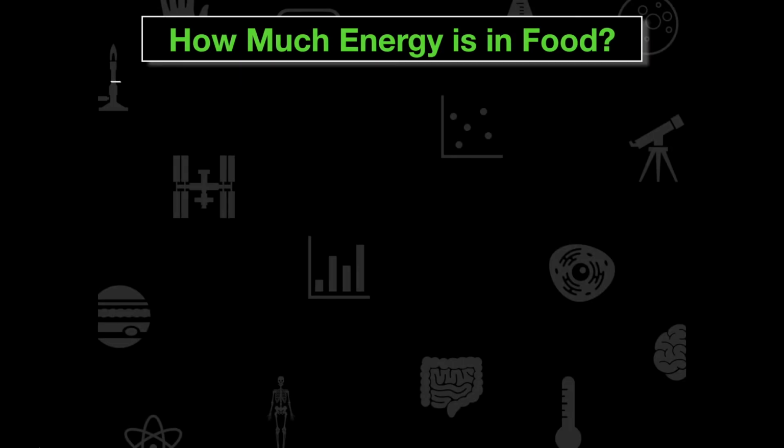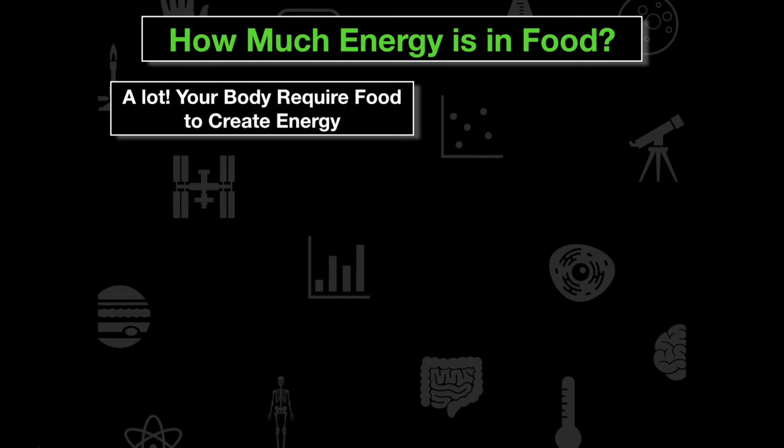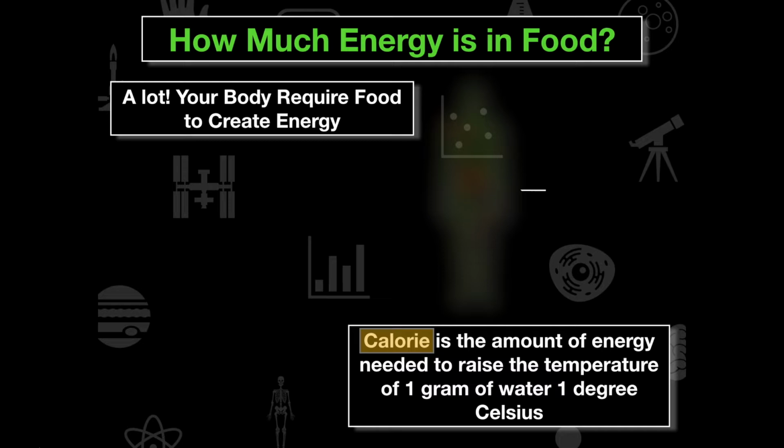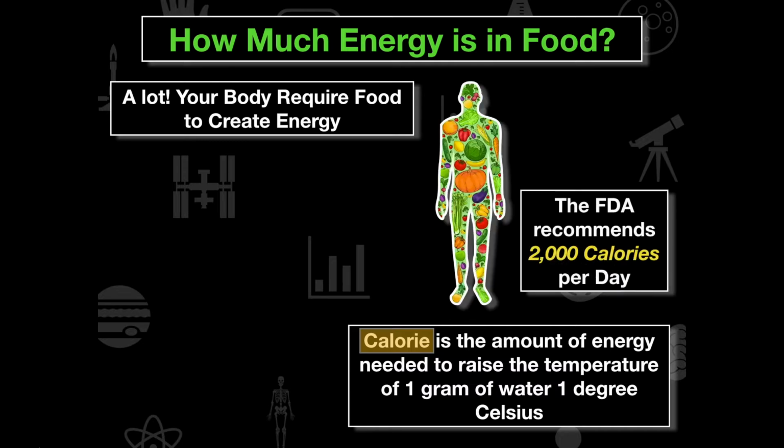So how much energy is in food? Well, a lot, and your body requires food to create this energy. Now, if we look at this, we're going to measure that energy in calories. A calorie is simply the amount of energy needed to raise the temperature of 1 gram of water 1 degree Celsius. And the FDA recommends 2,000 calories per day.